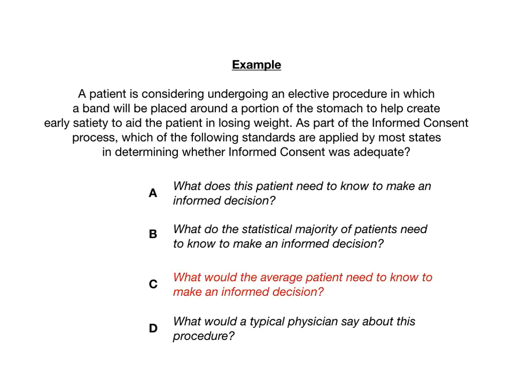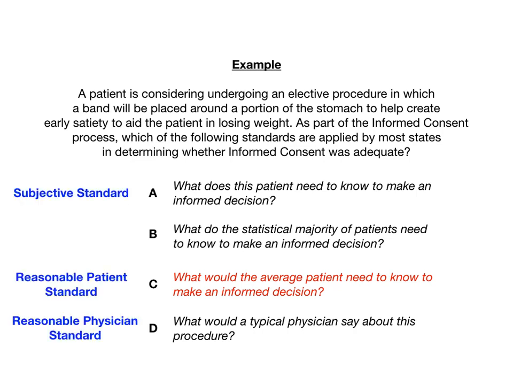The answer here is C. So what would the average patient need to know to make an informed decision? So basically what this is saying is that when you are a physician who's going to be doing informed consent, what you need to consider in your head to make sure that your informed consent procedure is adequate when you go and discuss everything with the patient is, what does the average patient need to know to make an informed decision? And these options have different names, and you should be familiar with them.